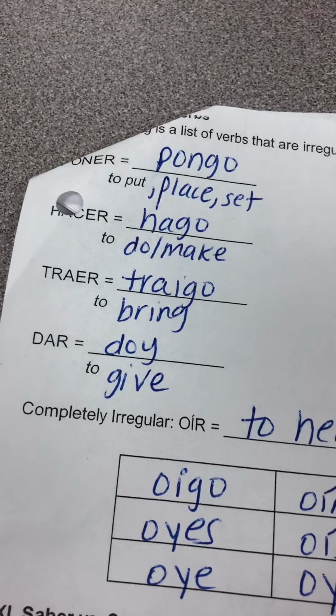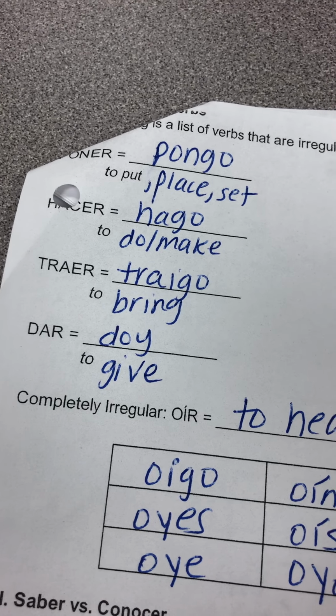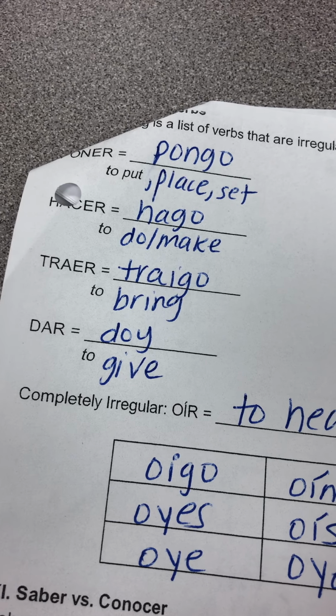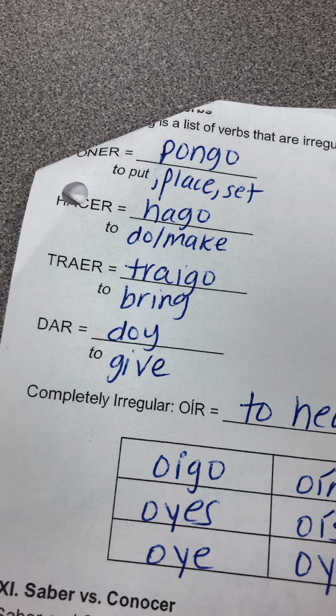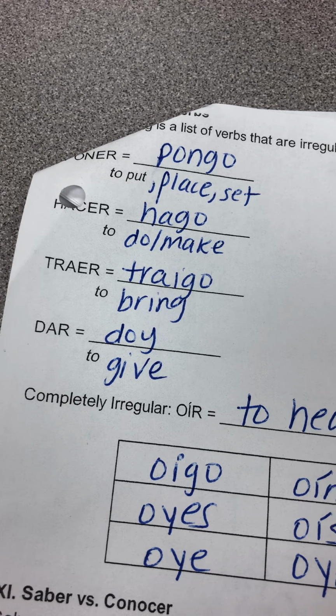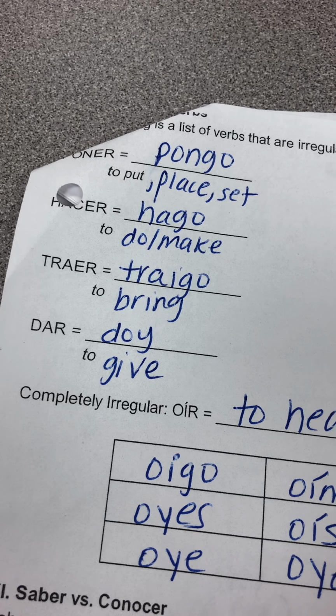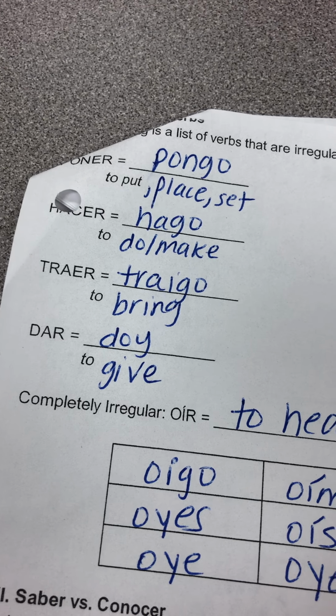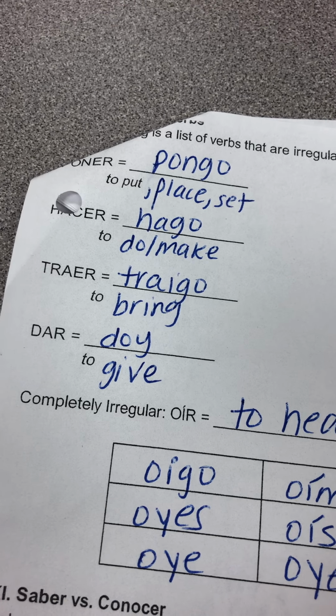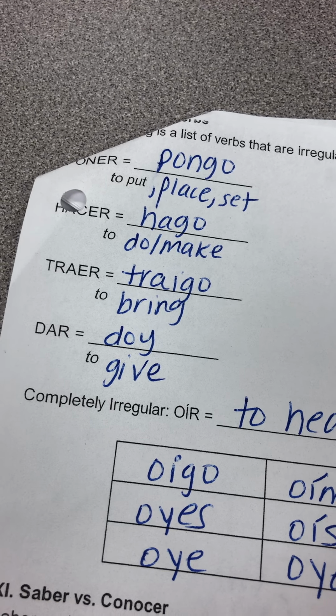The first one is poner. Poner is to put, place, set. Its yo form is pongo, I put. Don't forget the rest of the forms; it's a regular ER verb: pones, pone, ponemos, ponéis, ponen. So nothing else is different; it just has a go in the yo form.